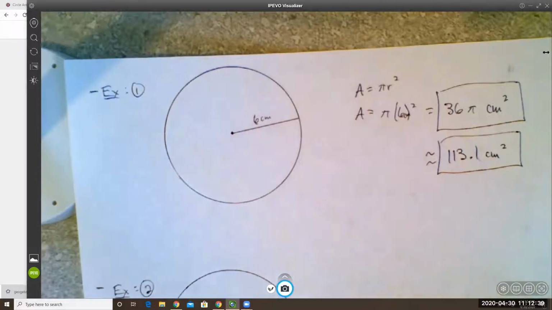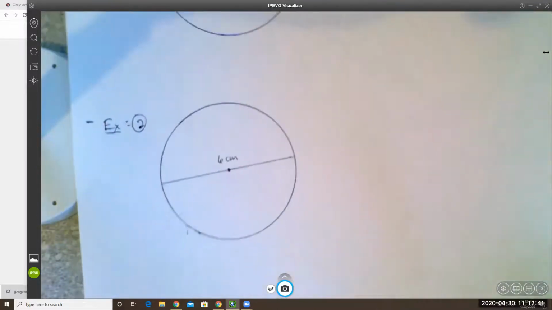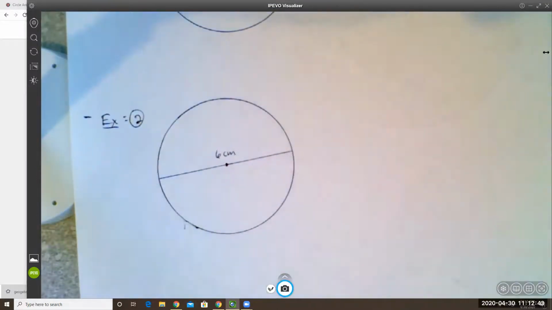Now let's do another one, similar, right? We've still got a circle. We've still got 6 centimeters labeled on this circle, but this time it's not the radius, it's the diameter of the circle, right? So go ahead and give the video a pause and see if you can work this one out.